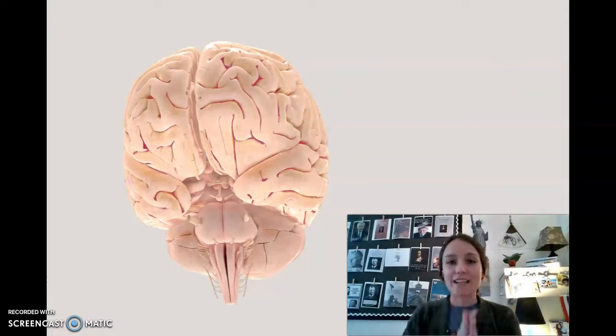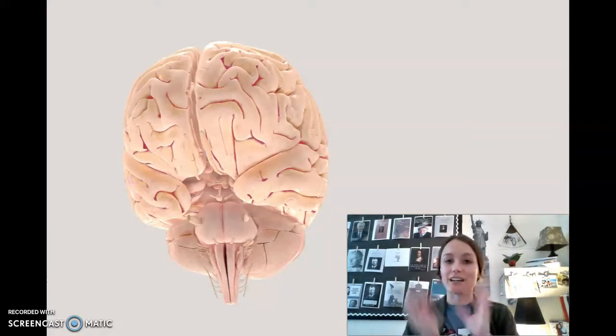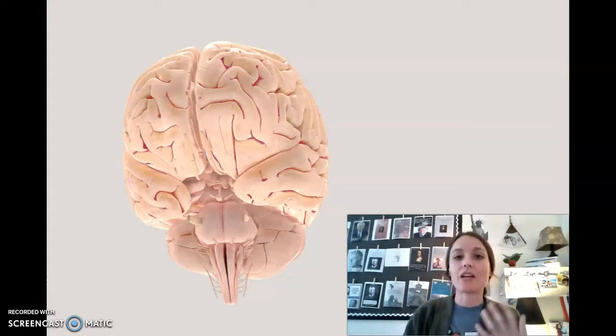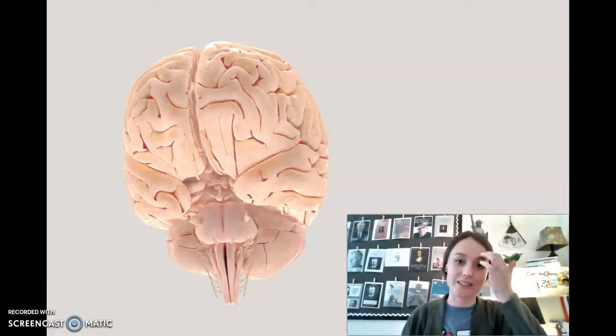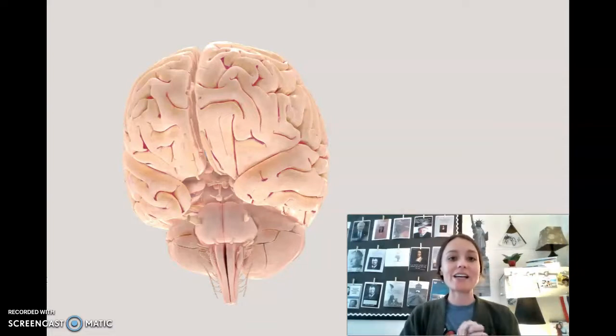It contains 86 billion neurons, and they use the electrochemical communication system that we've already learned about, these very small neurons that pass an electrical impulse and neurotransmitters across the synapse to communicate with our body. So a very complex organ.